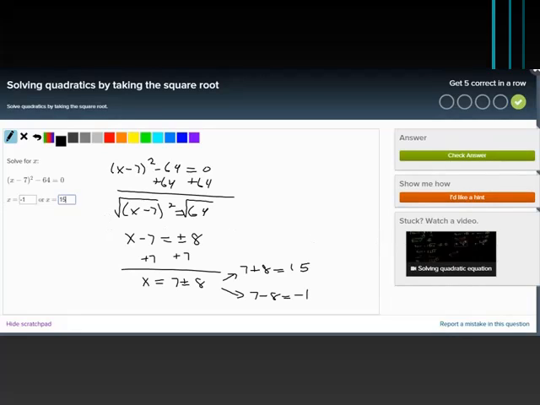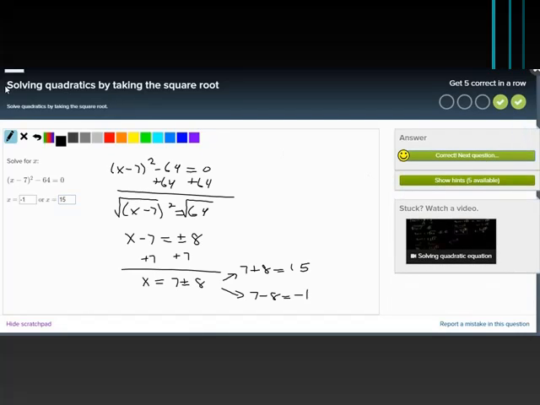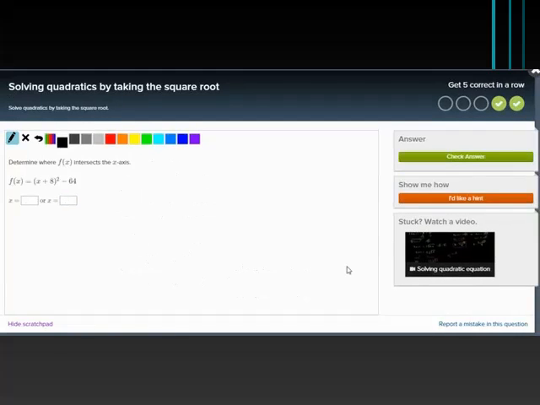I'm not going to check this one because it's early, and if I get it wrong, I can always go back and do another problem. It is correct. Now, this one's asking the question a little bit differently than the other ones in the past, but it's asking the same thing.